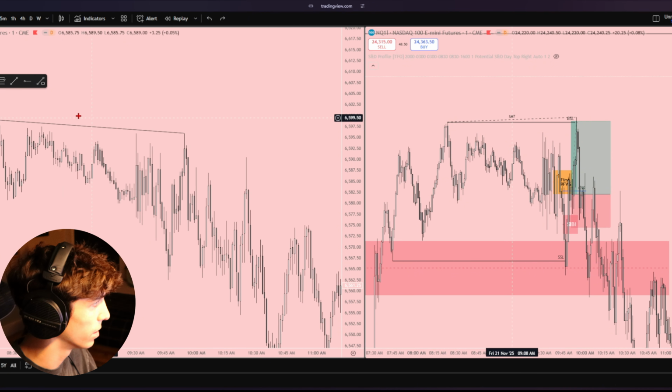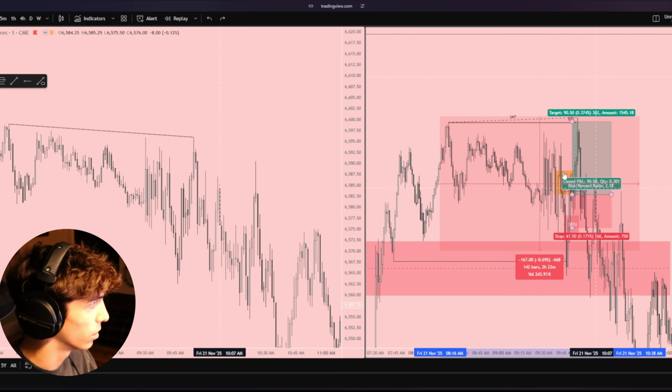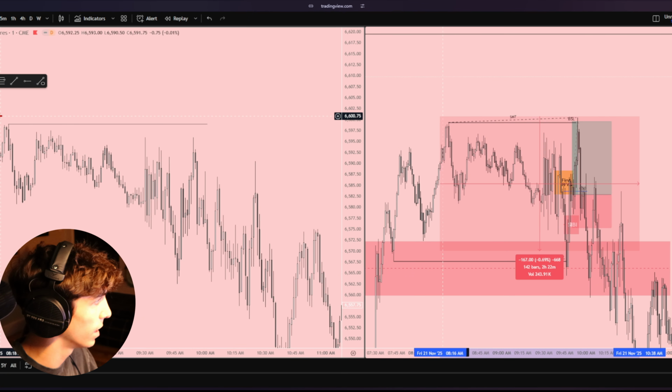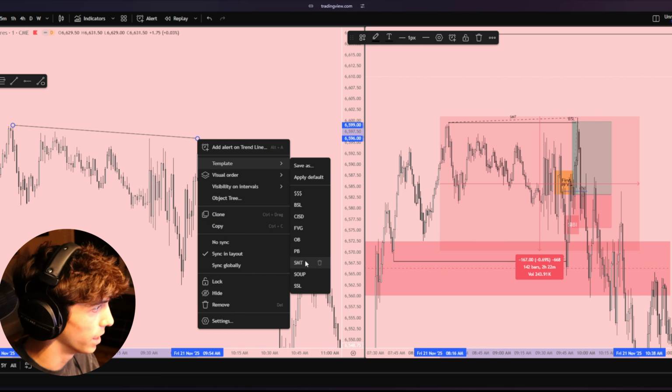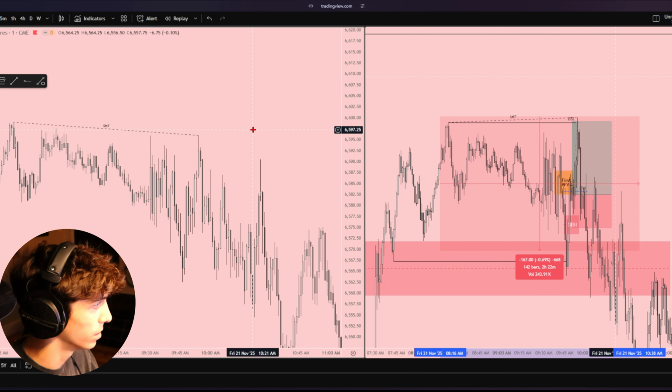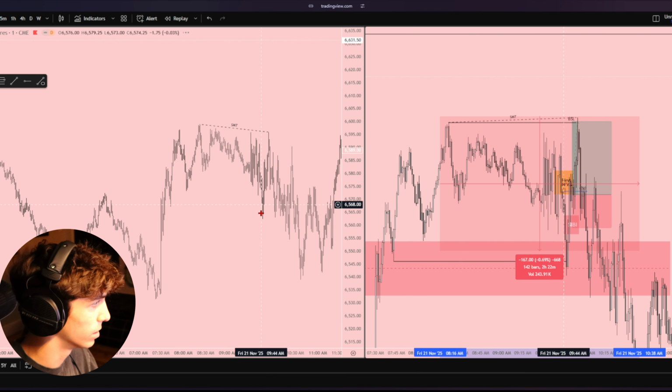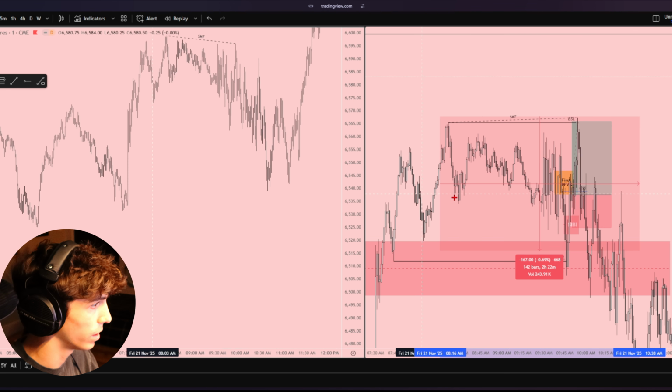As you can see right here, this is the ES chart and this is the NQ chart. This is the high that NQ managed to take. ES did not take it. This then created an SMT, a bearish SMT, then running to these sell side levels right here.